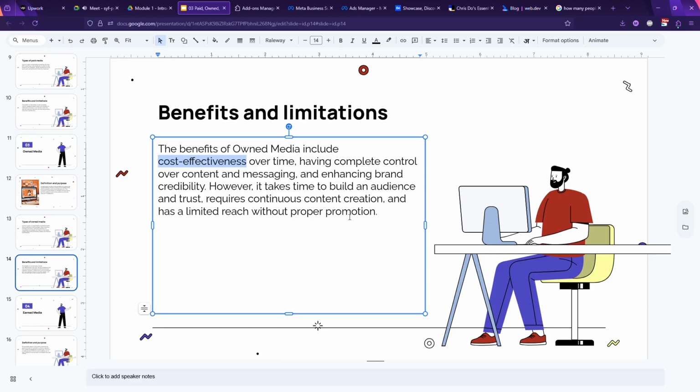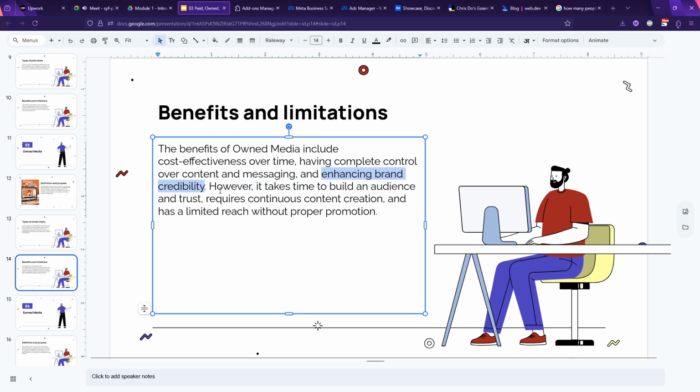Like you can sort of show off. So even after 1 year, 2 years, even then it will be relevant. Having complete control over content and messaging, because it's yours, so you can do it according to your own pace, your own style, and enhancing brand credibility.